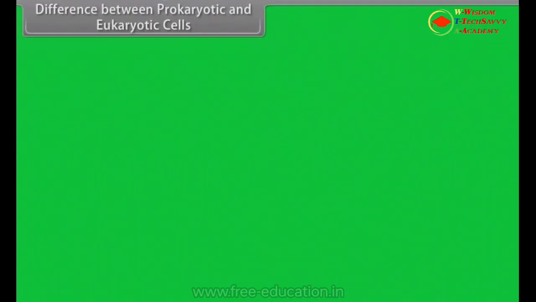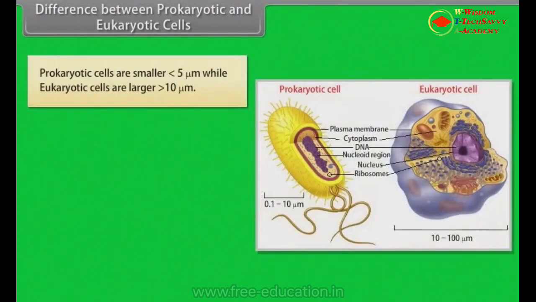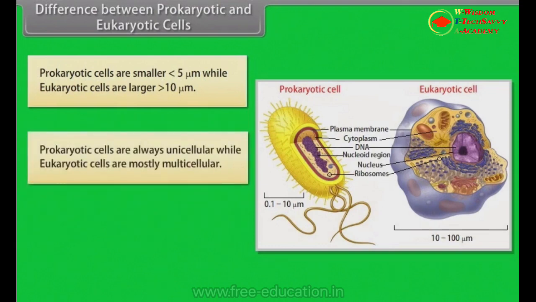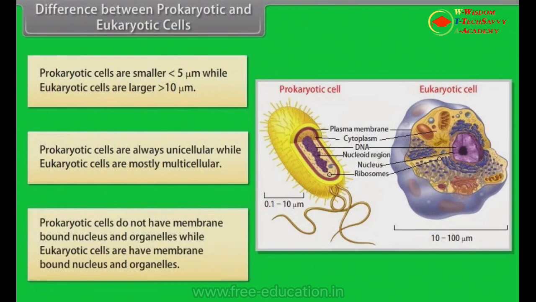Difference between prokaryotic and eukaryotic cells. Prokaryotic cells are smaller, less than 5 micrometer, while eukaryotic cells are larger, greater than 10 micrometer. Prokaryotic cells are always unicellular, while eukaryotic cells are mostly multicellular. Prokaryotic cells do not have a membrane-bound nucleus and organelles, while eukaryotic cells have a membrane-bound nucleus and organelles.